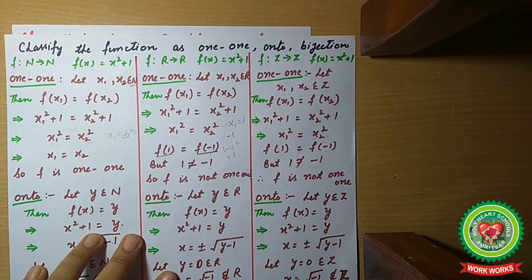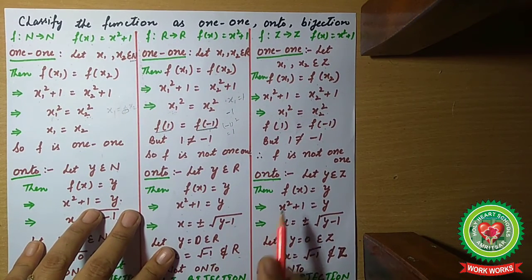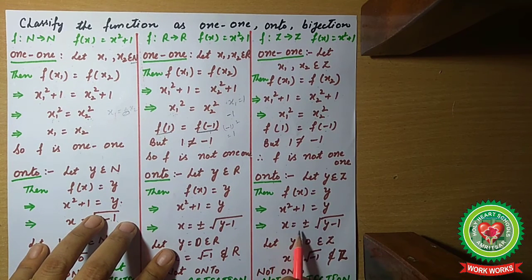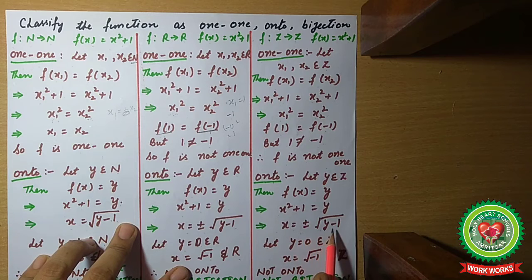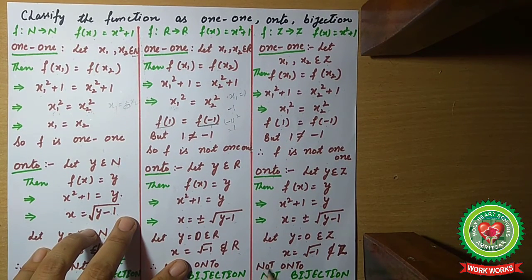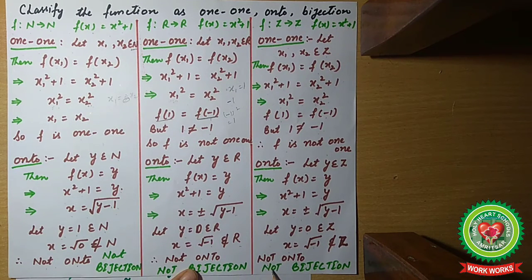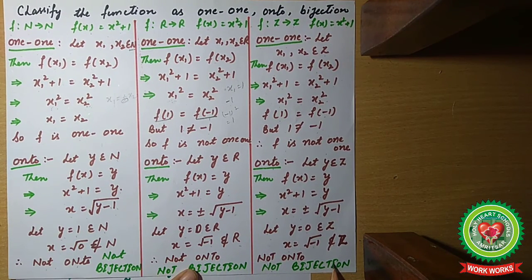Now we will take the value for the onto. Let y belong to Z. f(x) is equal to y, so x square plus 1 is equal to y. So x is equal to plus minus under root y minus 1. Then let y is equal to 0, which belongs to the integers, and x is equal to under root minus 1, which does not belong to the integers. Same, it is not an onto function. It is not one-one and not onto. Therefore, this function is not a bijection.